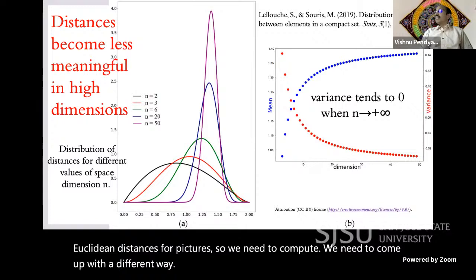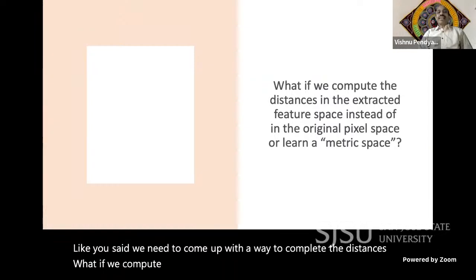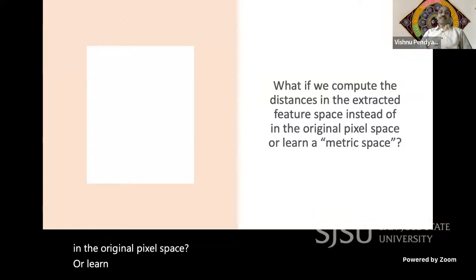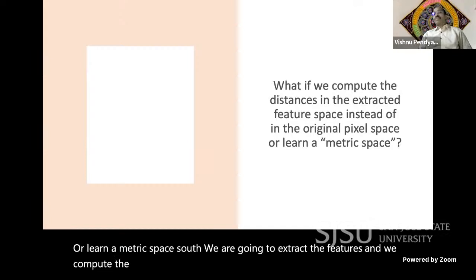Like you said, we need to come up with a way to compute the distances. What if we compute the distances in the extracted feature space instead of in the original pixel space, or learn a metric space? So we are going to extract the features and compute the feature distances in the feature space, which are much closer, right?